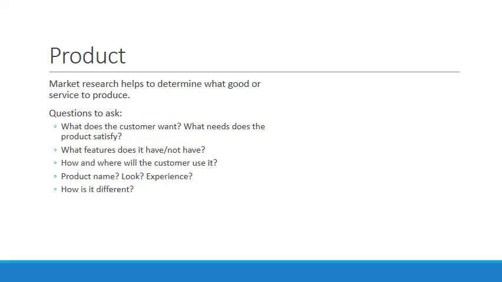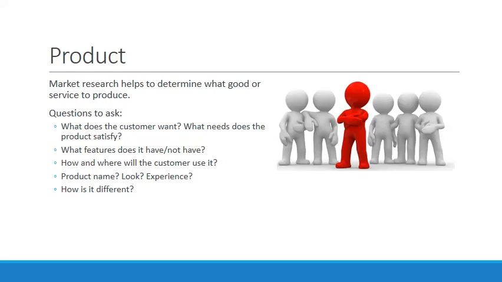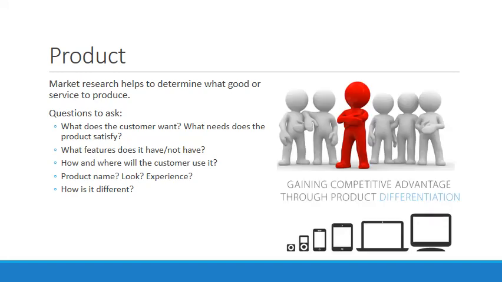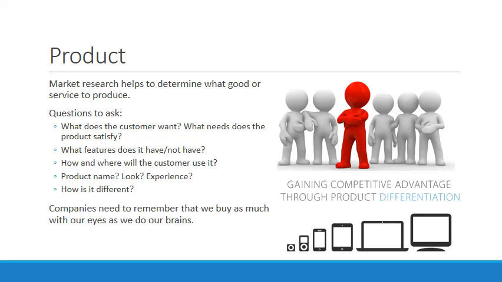So how is it different? And this is a really defining factor. If a Samsung phone and an iPhone look very, very similar to each other, what is the difference? What makes them different other than just the operating system? There's a lot of different features here. So part of this is about standing out, gaining a competitive advantage through product differentiation. In other words, your product needs to be different enough that it stands out and that people want your product. Companies need to remember that we buy as much with our eyes as we do with our brain. So it's not just how much we think about something, but also what it looks like.